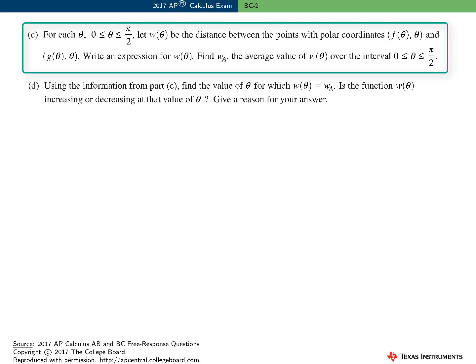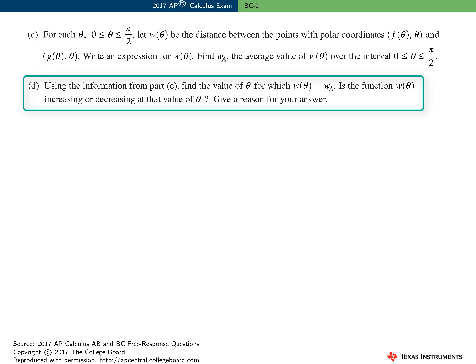In part C, the function w of theta represents the distance between the points on the two polar curves. Students were asked to write an expression for w of theta and to find the average value of this function over the interval 0 to pi over 2. In part D, students were asked to find the value of theta such that w of theta equals the average value found in part C. And finally, students needed to determine if the function w of theta is increasing or decreasing at this value of theta.